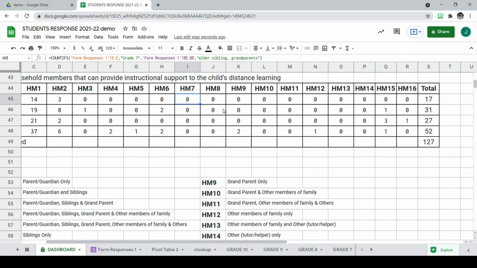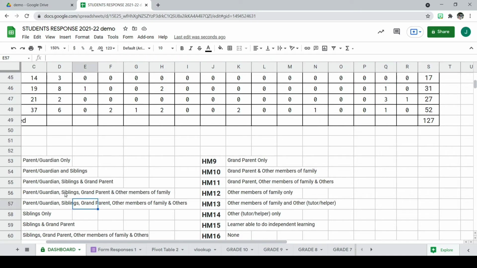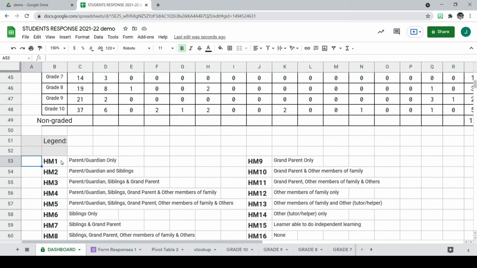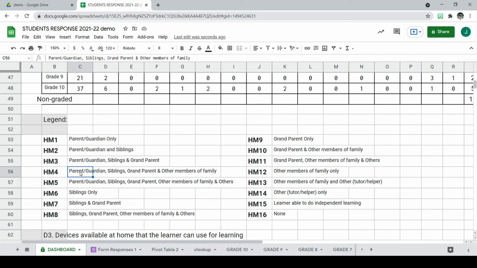Kaya you just copy the formula. So, up to the last. However, the problem here is that if ang estudyante, ang ilang gitubag kay wala diri. For example, ang ilang gitubag kay parent, siblings, dayon other members of the family diretso. So walay grandparent. So mao ni dili siya maihap kay wa man siya didto sa choices, di ba?